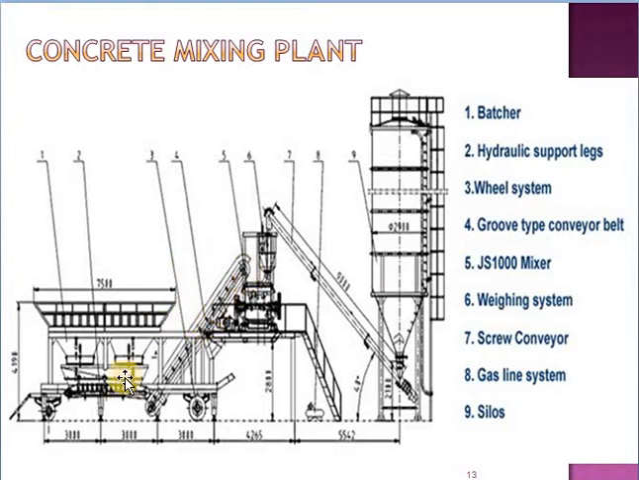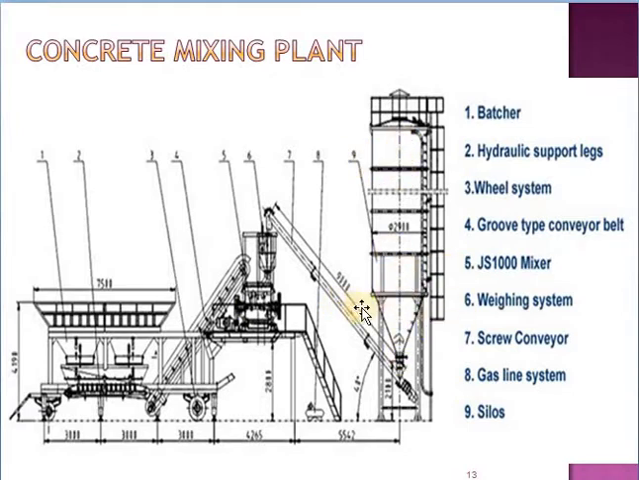This is the groove type conveyor supplying materials from down to up. Fifth one is the JS1000 mixer. Sixth one is the weighing system, and seventh one is the conveyor, which will be transporting the materials from top to bottom. Eighth one is the gas line supplying to the machinery, and ninth one is the silos, which will be separating the cement.